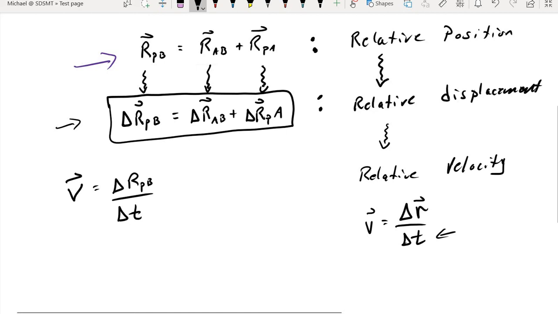Well, actually I don't want to put that as an equal sign just yet. So velocity will be the change in position with respect to time. But we're going to carry through with all the notation here.